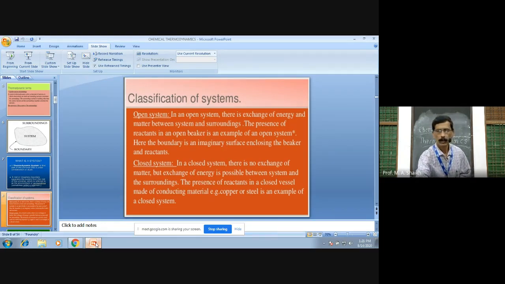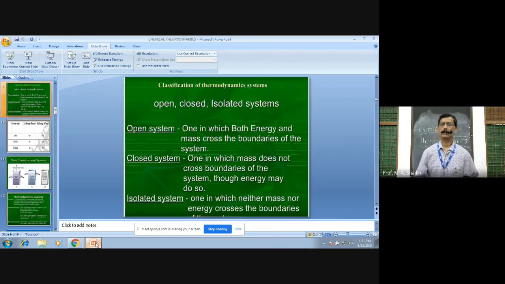Students, we'll go to the next slide. Next slide explains the same thing, but in different words. Students, words may be different, but meaning should be same. Here you will find equivalent word for matter is mass.